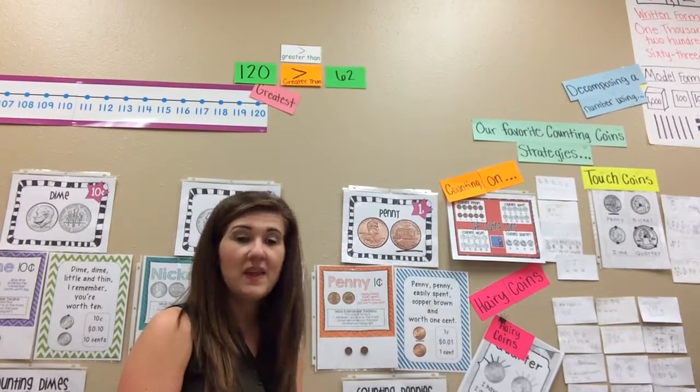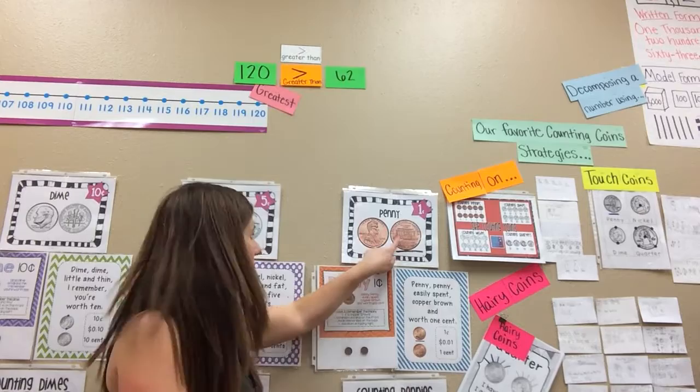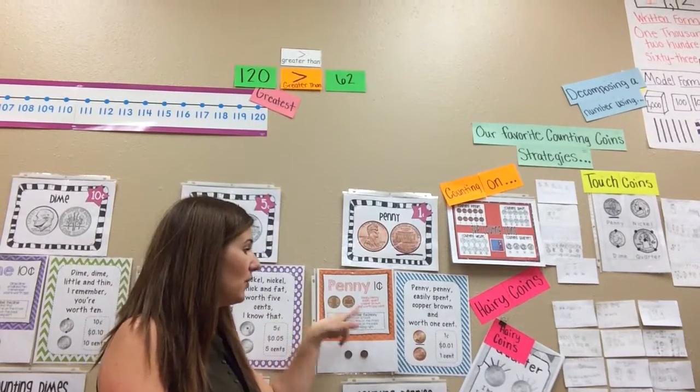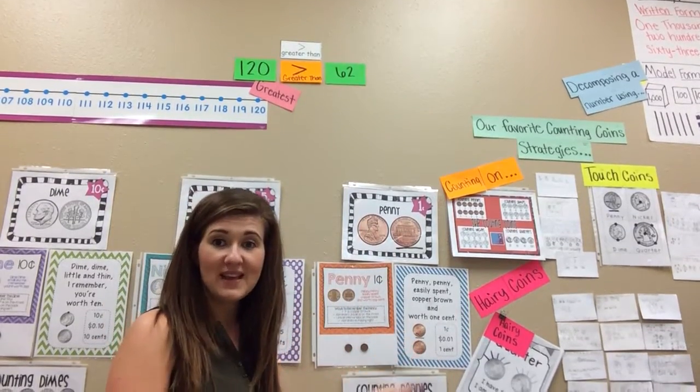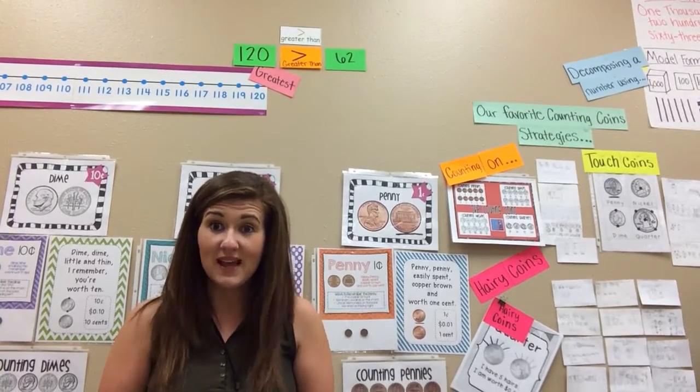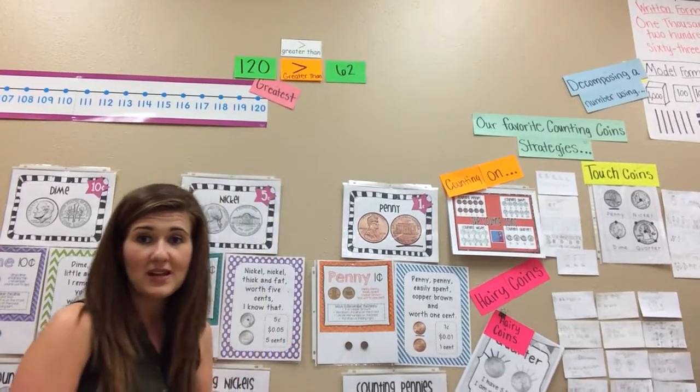If we're using the strategy of counting on, it would sound like this. 1, 2, 3, 4, 5, 6. That could be 6 cents. Let's move on to our next coin.